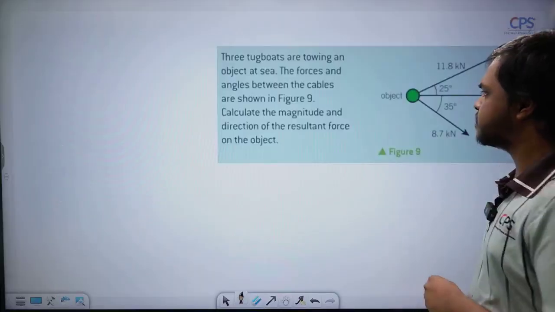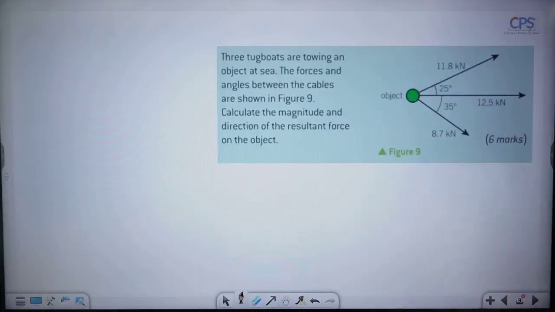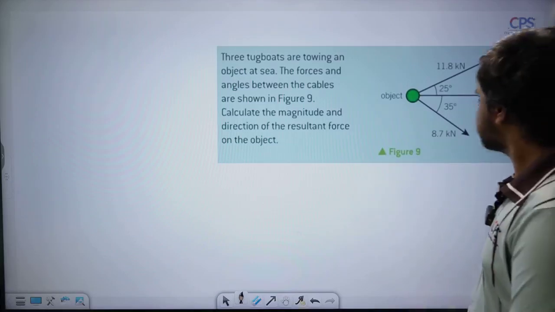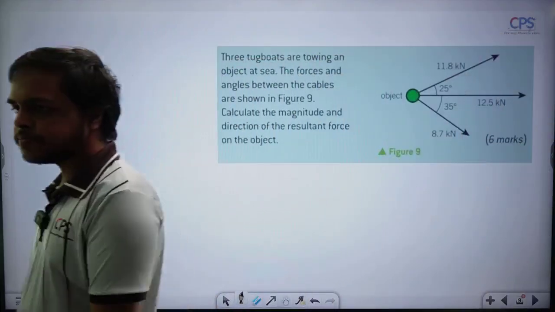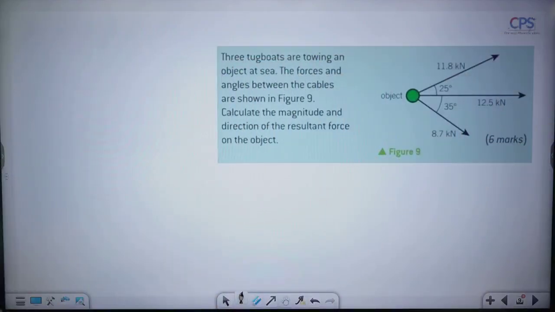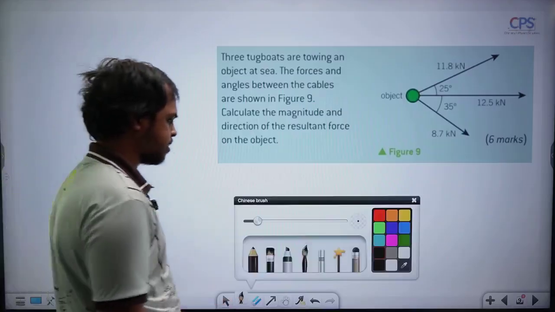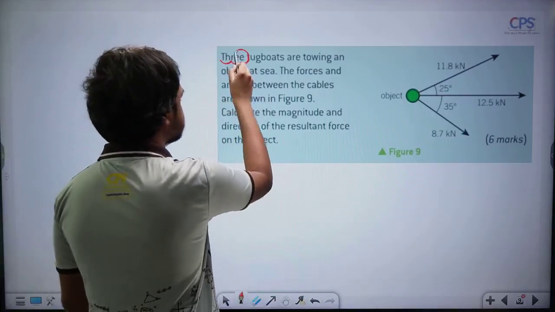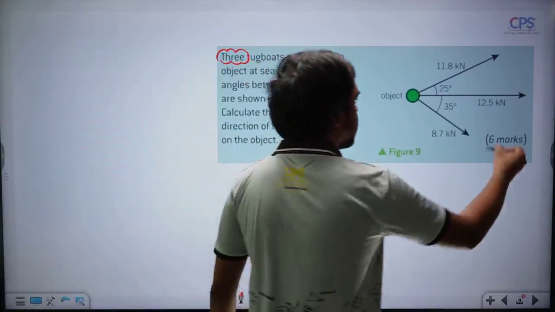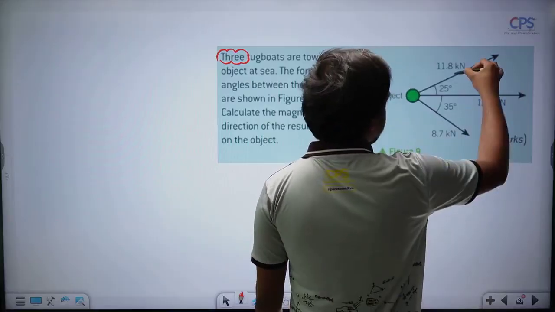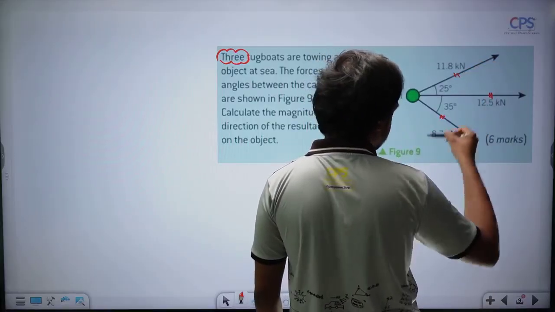Okay. Then next, 3 tugboats are towing an object at sea. The forces and angles between the cables are shown in figure 9 here. Calculate the magnitude and the direction of the resultant force on that object. There are three forces, from three tugboats. They are 12.5 kilonewton, 11.8 kilonewton, and 8.7 kilonewton.